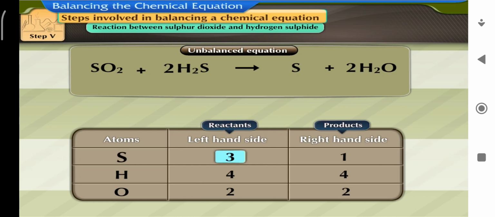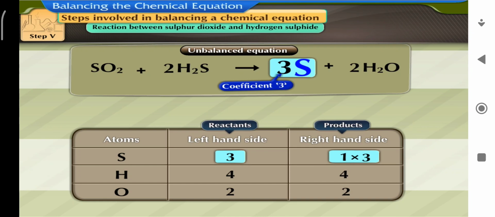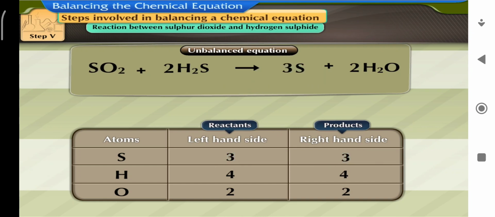There are 3 atoms of sulfur on the reactant side and 1 on the product side. To balance the number of atoms, put the coefficient 3 for the S atom in the product side. The equation can be represented as SO2 + 2H2S gives 3S + 2H2O.